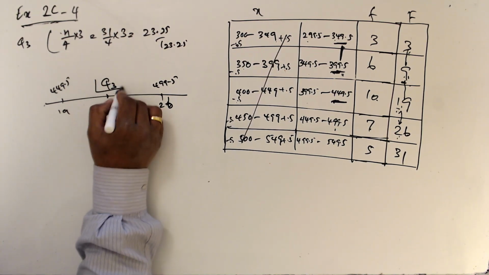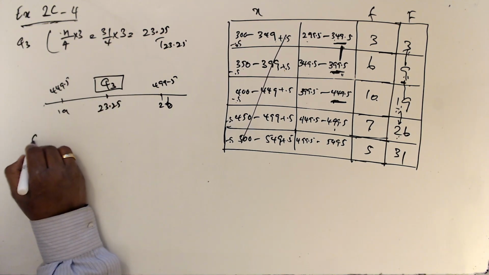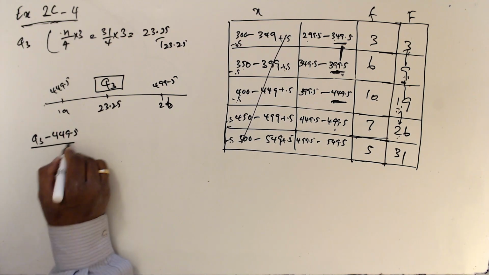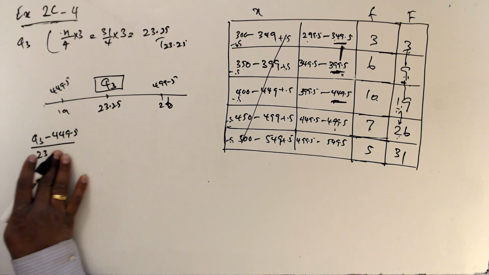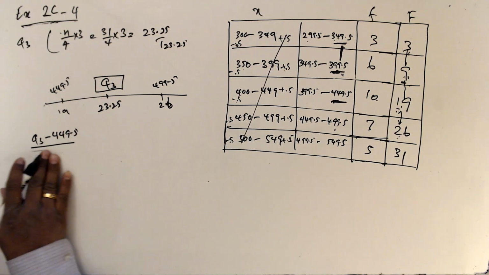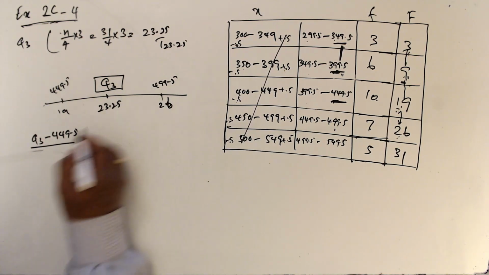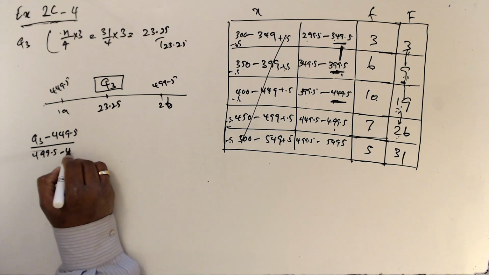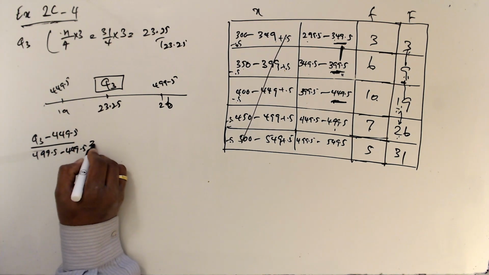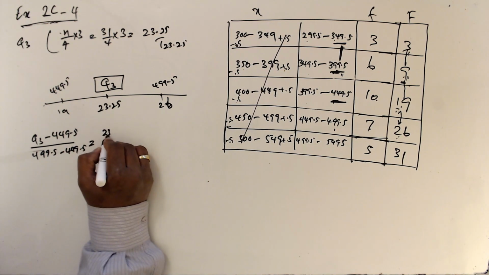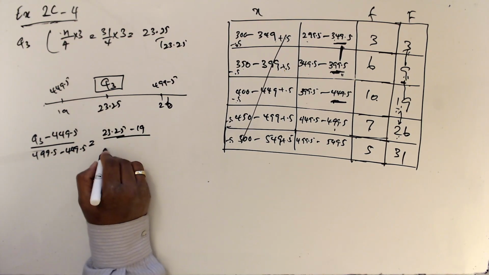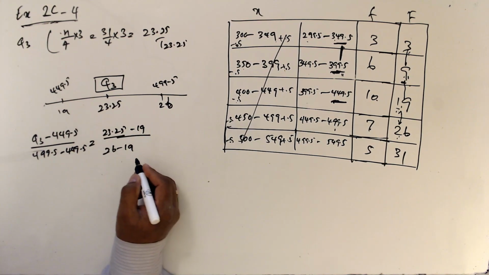We need Q3 minus 449.5 divided by 499.5 minus 449.5 equals 23.25 minus 19 divided by 26 minus 19.